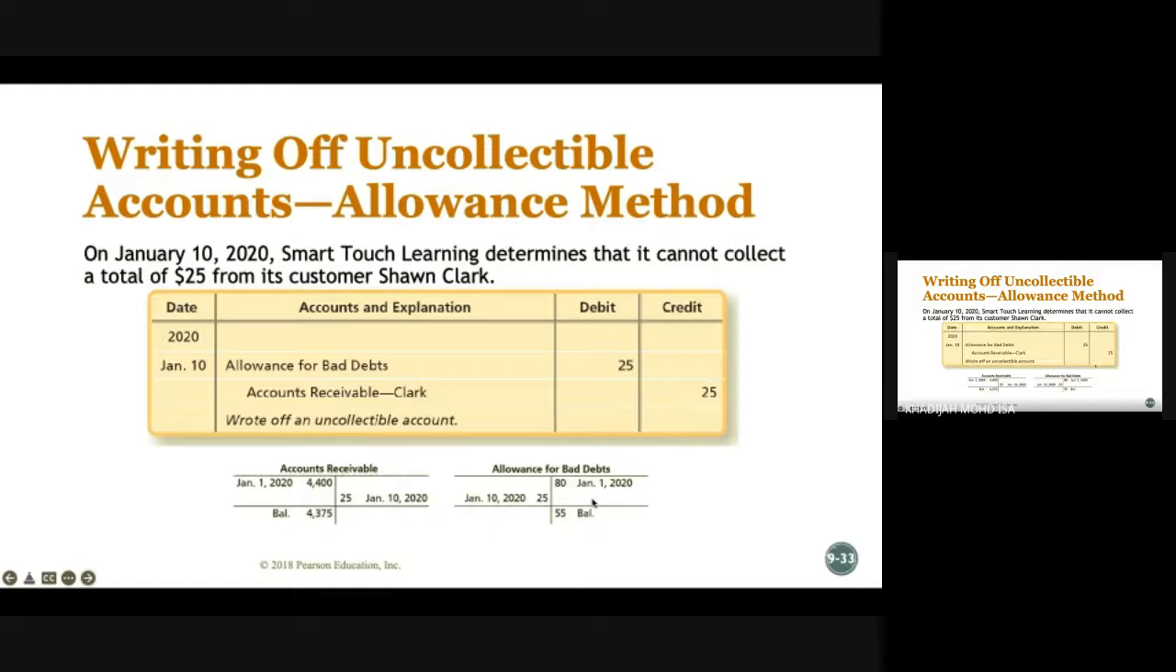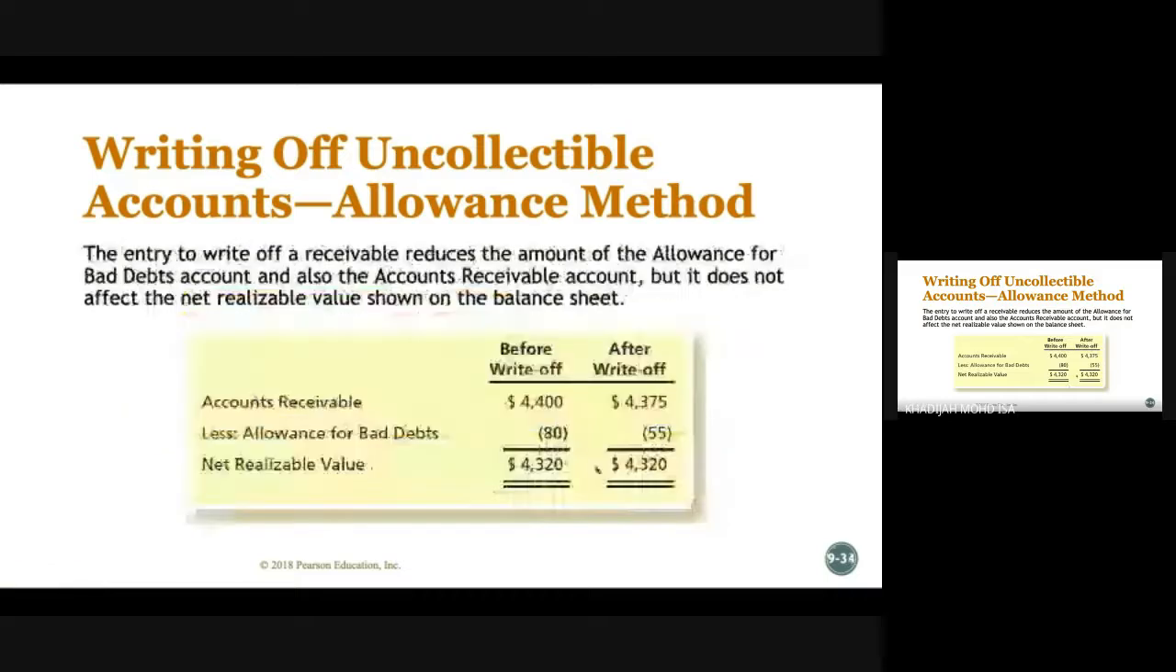So let's look at allowance for bad debt. Initially you have 80 and then you debit 25, so the balance is 55. So that's why 4,375 is because accounts receivable has deducted the uncollectible amount, and the allowance for bad debt is adjusted in order to take into account the actual amount which is uncollectible. Are you okay here?